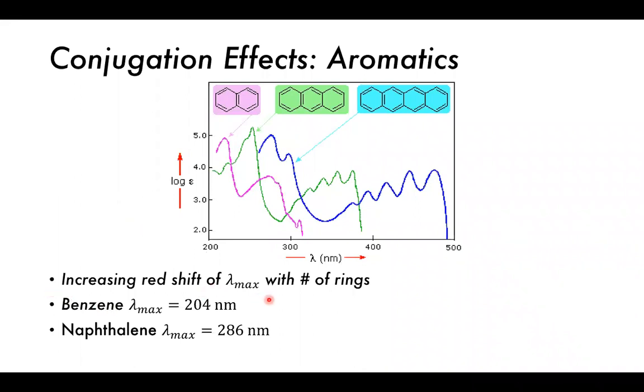So increasing the redshift of lambda max with the number of rings. For example, benzene we saw earlier had a lambda max of 204, whereas naphthalene here has a lambda max, or sorry, yeah, this is anthracene actually. Anthracene has a lambda max of 286. So just increasing the number of aromatic rings causes a shift towards longer wavelengths. These are aromatic rings here because they're cyclic.